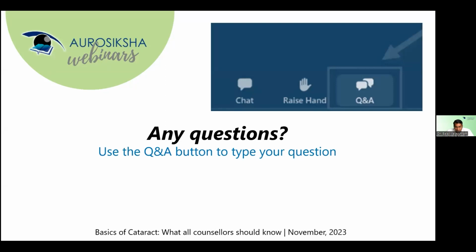What is the average cost of SICS and phaco in Aravind Eye Hospital? I'll type the answer, so you can go on to the next question. Could you please explain on yellow IQ lens, single piece, multi-piece? So the next session will be on all these questions. So the next speaker will answer the question. Mr. Shivanand will answer that question.